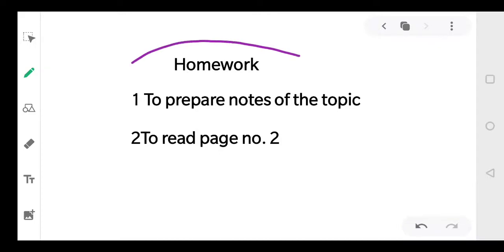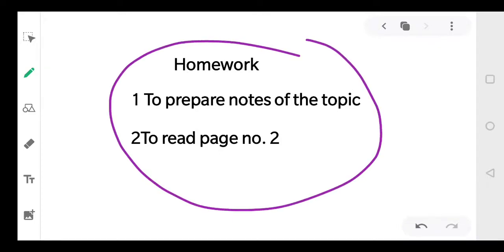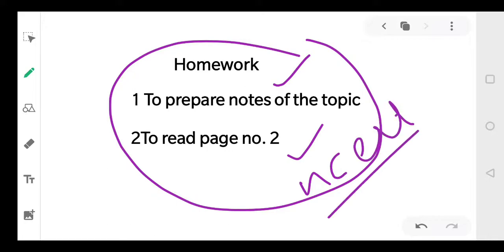Now this is your homework for today. You'll prepare notes of the topic. Whatever we have talked about, the three activities, you will write down in your notebook, and you will read page number 2 of the NCERT. And you will report this homework to me. You will send the photos of homework to me on my number. Okay?